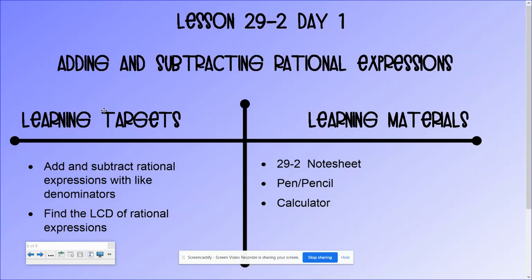In our next lesson, we're going to be covering adding and subtracting rational expressions. So for day one, we're just going to be adding and subtracting rational expressions with like denominators, and then talking about how to find the LCD, the least common denominator. We're going to be using the note sheet for lesson 29-2, something to write with, and maybe a calculator if you need it.